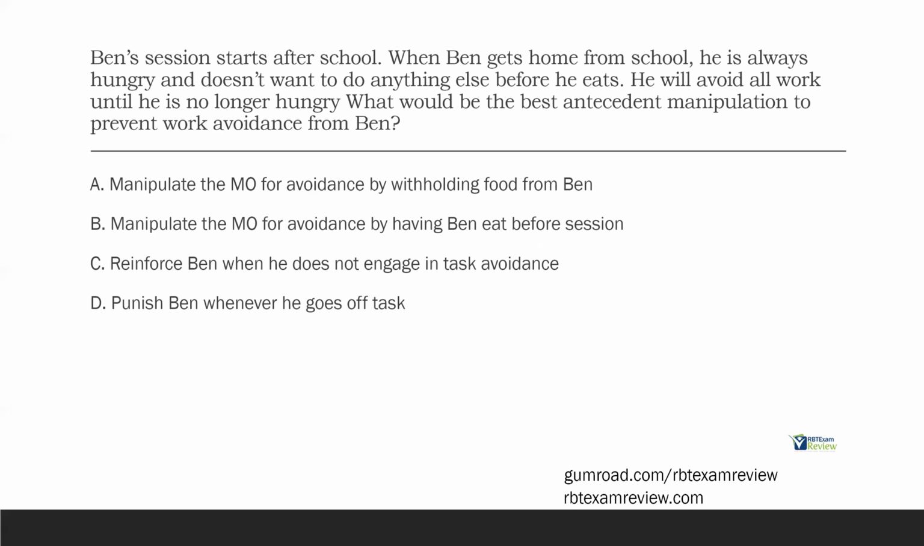Well, reinforcing Ben when he does not engage in avoidance is what? Consequence. We need an antecedent manipulation. Punishing Ben whenever he goes off task, again, is a what? A consequence. We need an antecedent manipulation. The best thing here would be to try to eliminate the MO for avoidance by having Ben eat before session. Remember, MOs alter the value of a consequence. So if we can have Ben eat and reduce the value of escaping to eat, we might have a better session. B is the best answer here.